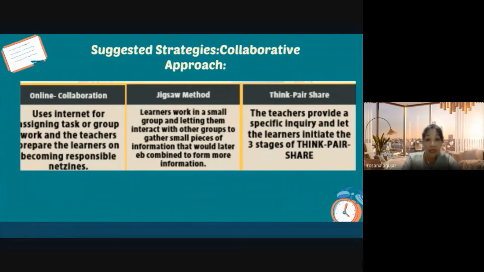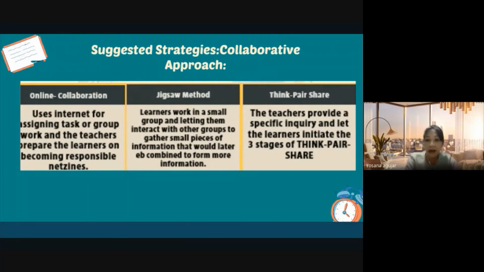We have the online collaboration. The teachers can use the internet for assigning tasks or group work, and the teachers prepare the learners on becoming responsible netizens. Another suggested strategy is the jigsaw method, wherein learners work in a small group and interact with other groups to gather small pieces of information that would later combine to form more information.